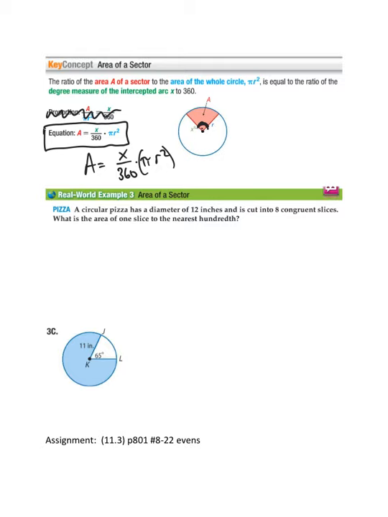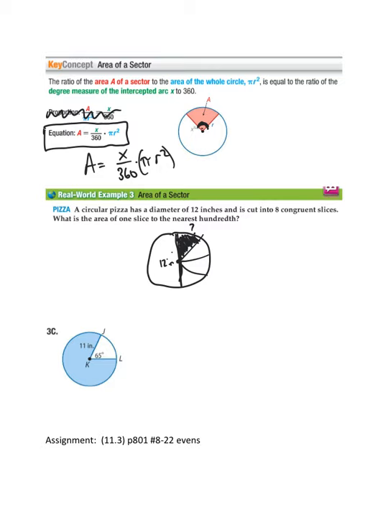Okay, so a circular pizza, guys, has a diameter of 12 inches. And it is cut into 8 congruent slices, like most pizzas are. What is the area of one slice, to the nearest hundredth? Guys, nearest hundredth is 2 decimal places. So we want to know what's the area of one piece of pizza here, guys.